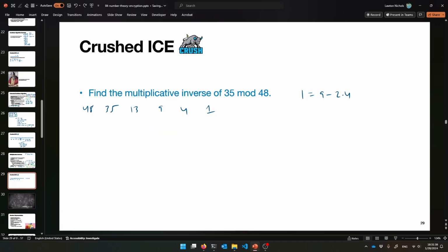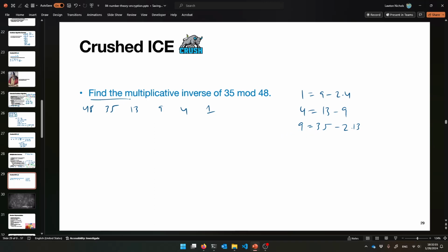4 is equal to what, involving 13 and 9? Well, it's just equal to 13 minus 1 times 9, just minus 9. So that's good. And then what about this one? 9 is equal to what involving 35 and 13? 9 is equal to 35 minus how many times 13? I assume it's 2, right? 2 times 13 to make 26. So yeah, 35. 9 is left over.